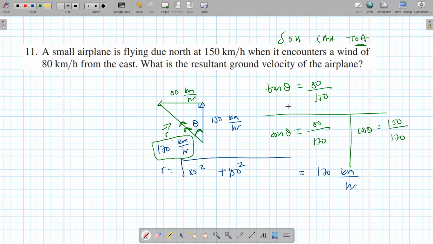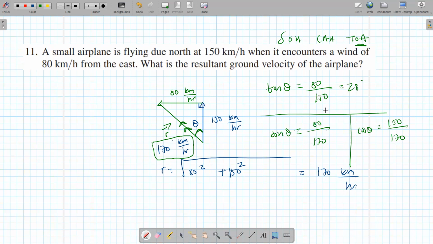They will all give you the same theta. When you do the inverse, they will all give you the same theta. So tan would be 80 over 150. Tan inverse of 80 divided by 150. So the angle is 28 degrees.